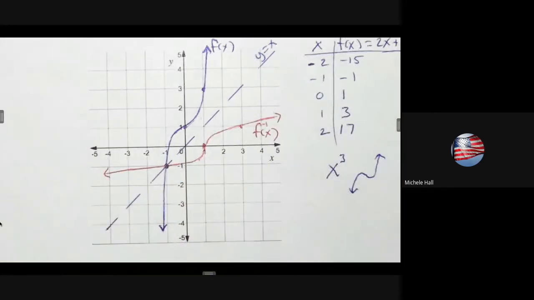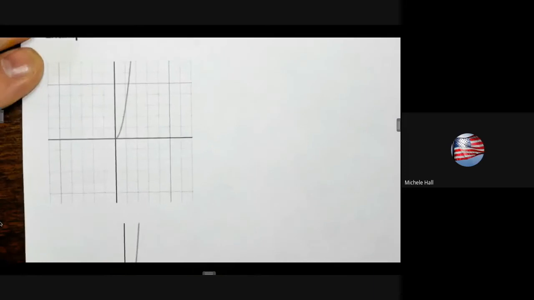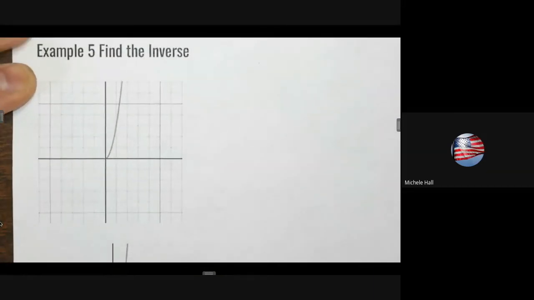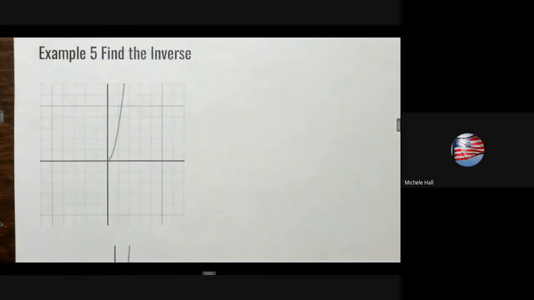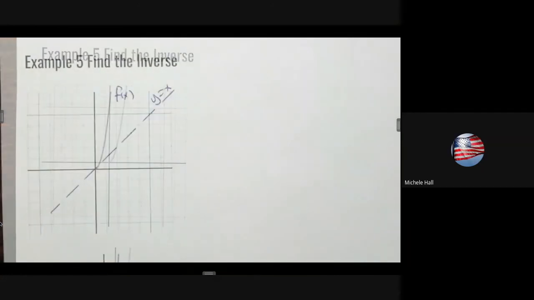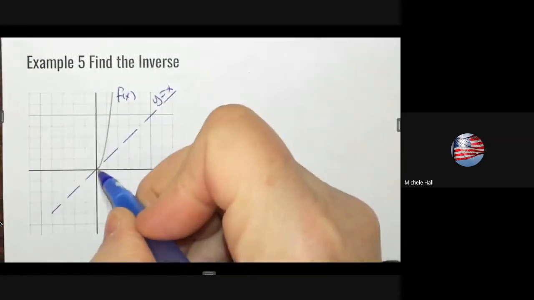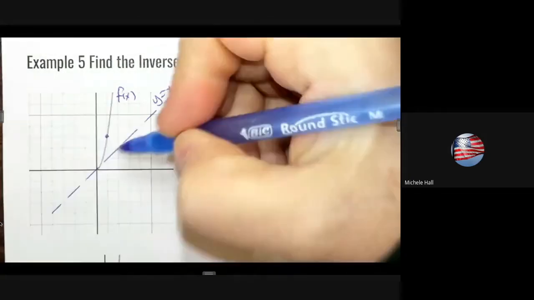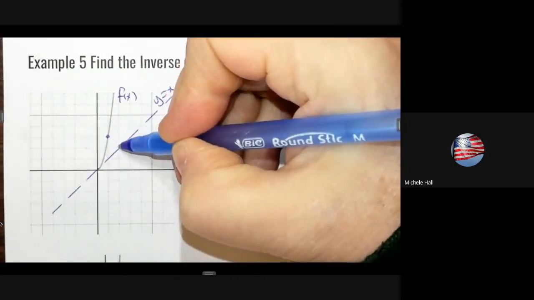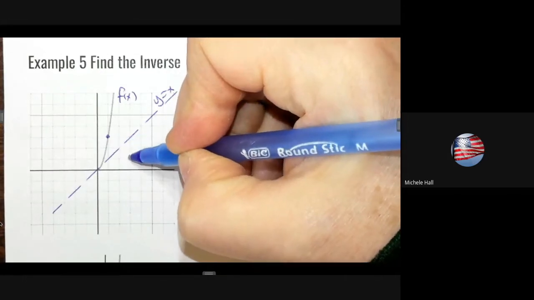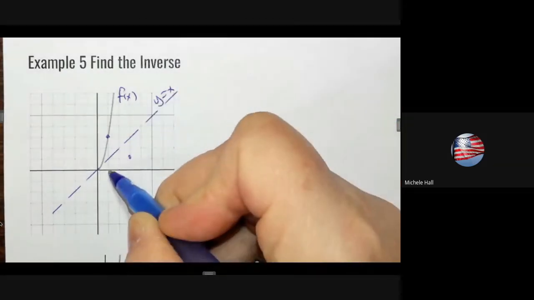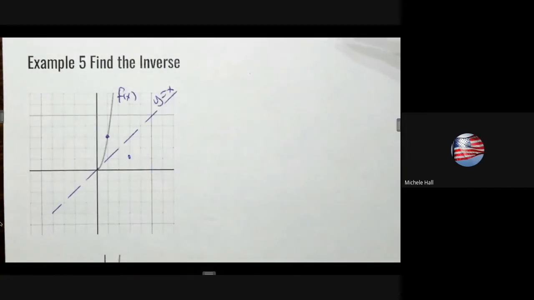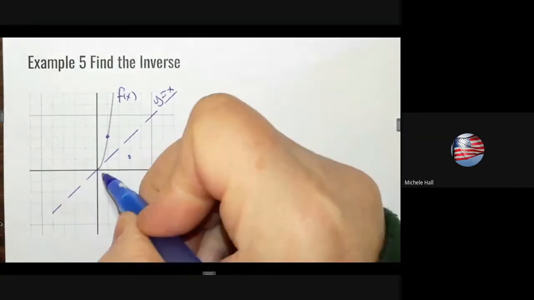F inverse of x. All right, here we go. Finding the inverse. We start with that y equals x line. Looking for those guiding points. I see one here is a good one. And so we are diagonally one away again. That is the point 1, 3, so that is 3, 1. And we also have the origin.